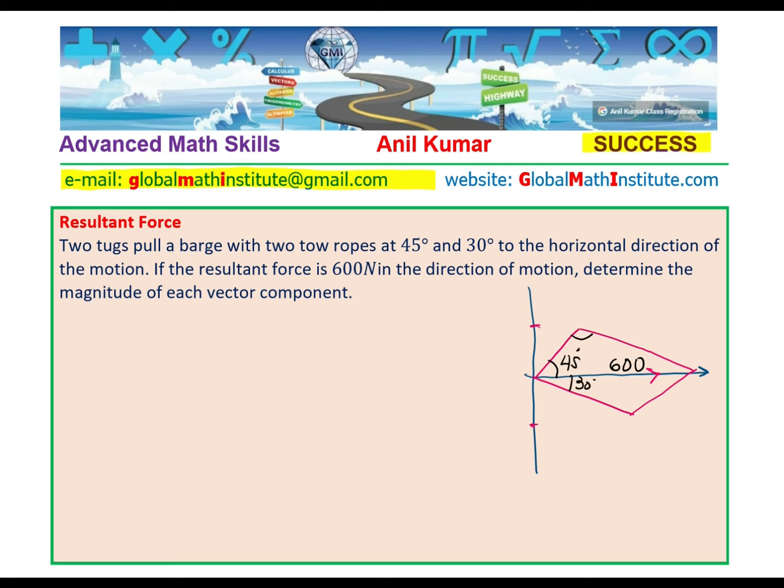So first thing, what is this angle? Well, clearly this angle is 180 minus 45 plus 30, correct? Great. So this angle is 180 minus 45 degrees plus 30 degrees. Great. So this angle is equal to 105 degrees. So we know this angle.